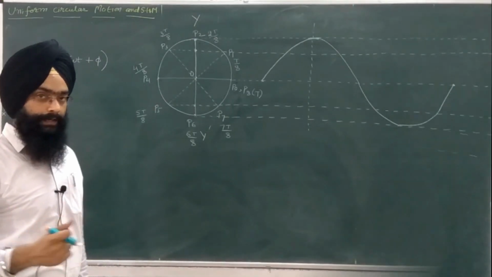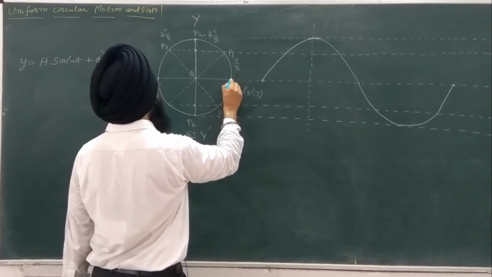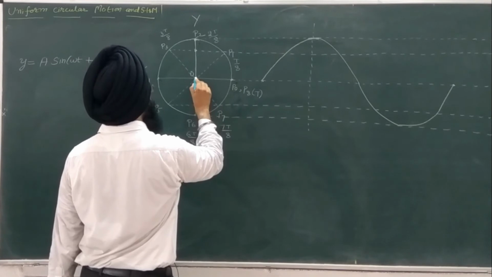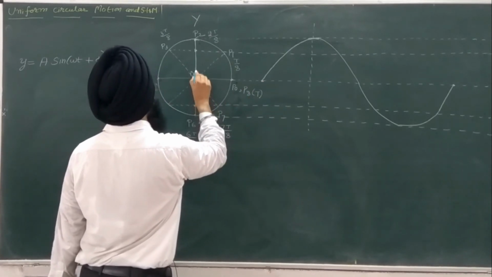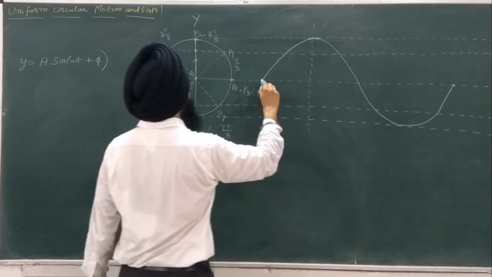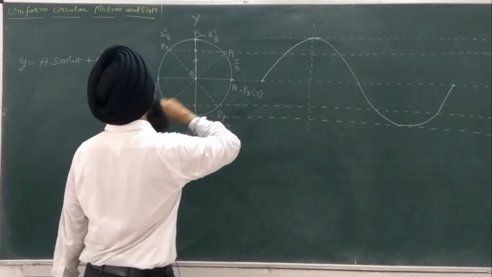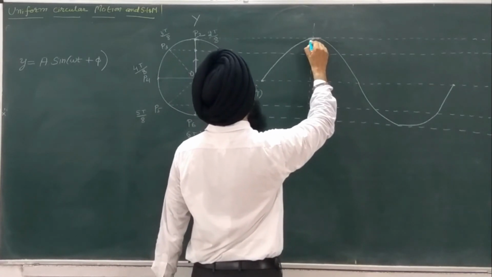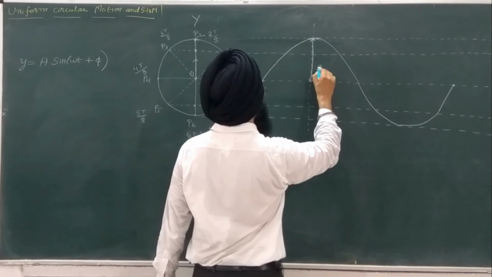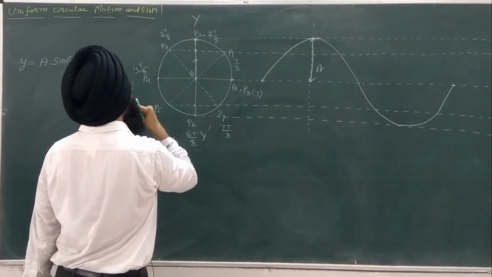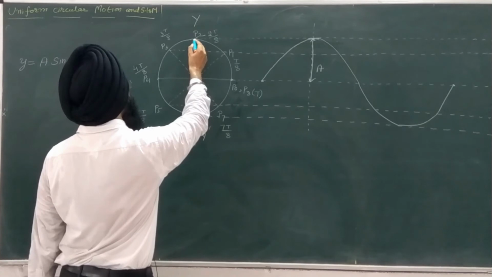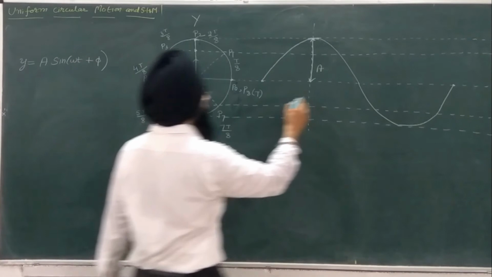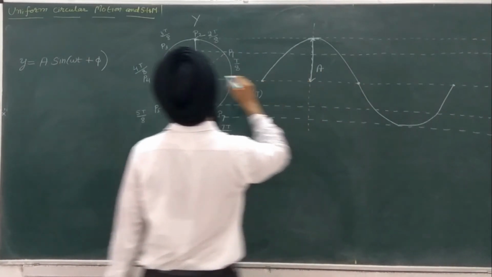We can discuss again. The particle starts from here and moves towards this position, and when the particle is here, the projection is here at the 0 position. The projection starts increasing, and as the particle moves from this position to this position, the projection is maximum. This means the displacement here is maximum. This is the A point. Again, when the particle moves here, the projection goes on decreasing. At this point the displacement is 0. This is the point of 0 displacement.